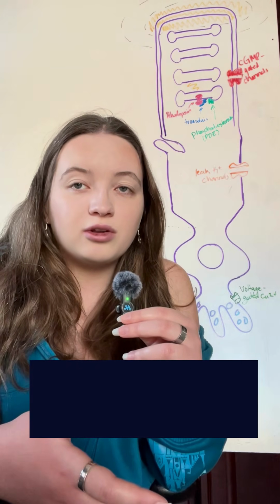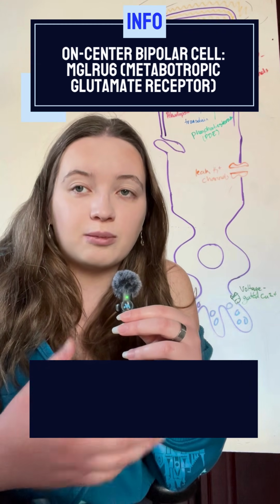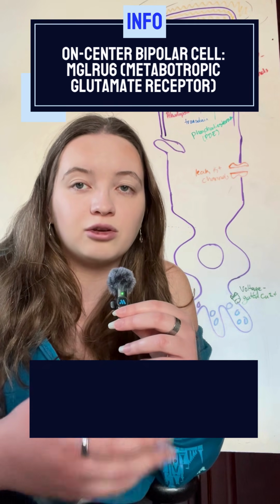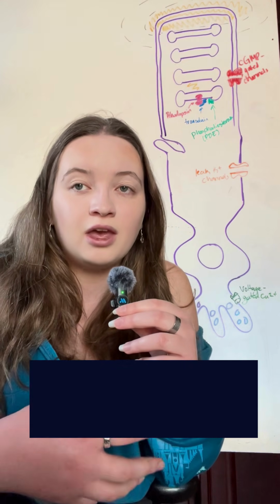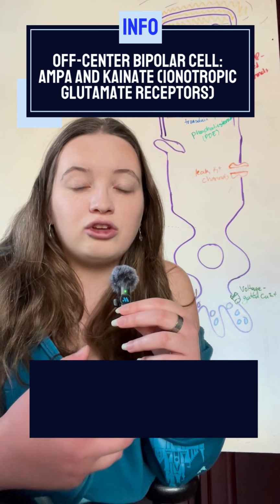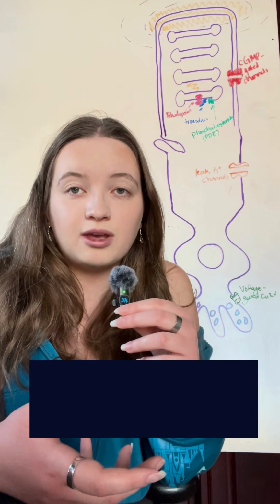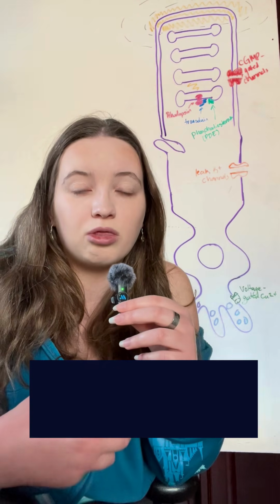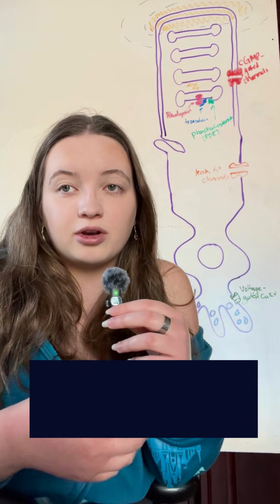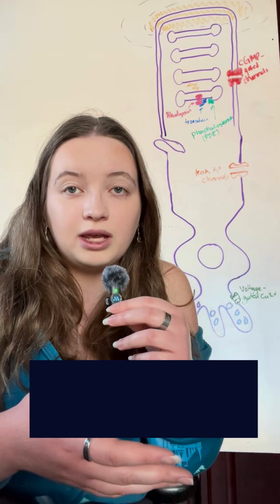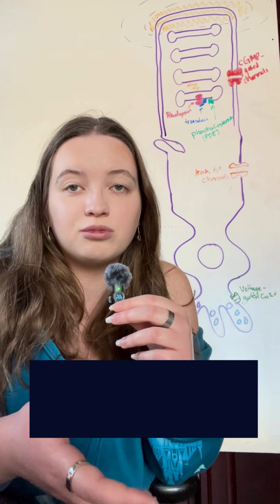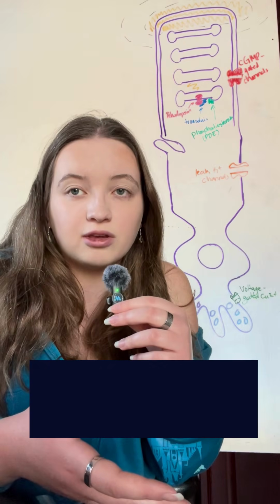The on-center bipolar cell has mGluR6 receptors, which is a metabotropic receptor that closes cGMP-gated sodium channels when glutamate binds. The off-center bipolar cell has AMPA and kainate channels, which are ionotropic glutamatergic receptors, which allow sodium and potassium through when glutamate binds. In our example, with the hyperpolarizing photoreceptor, neither of these cells will receive glutamate. The off-center bipolar cell won't send an action potential, but let's observe what is happening in the on-center bipolar cell.